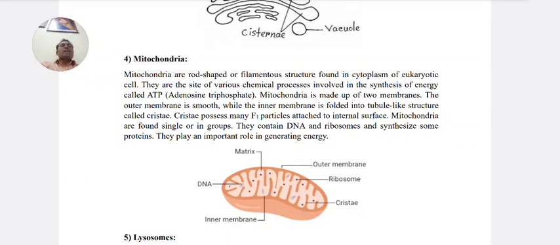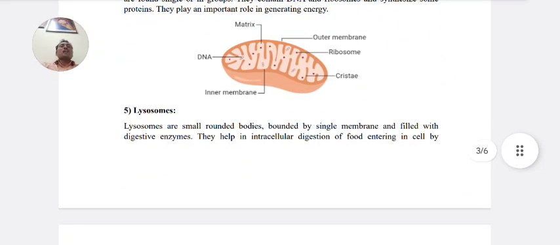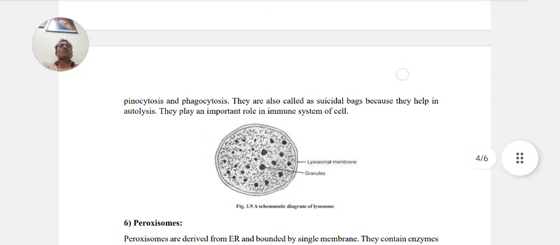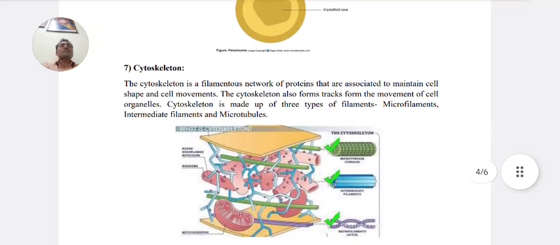In mitochondria, ATP energy is generated. The number of mitochondria varies from cell to cell. Then lysosomes are small rounded bags that are also called suicidal bags. They help in autolysis, and they play an important role in the immune system of the cell. Then the next organelles, peroxisomes, are derived from the endoplasmic reticulum and are bounded by a single membrane, and they play an important role in maintaining the chemical balance within the cell.